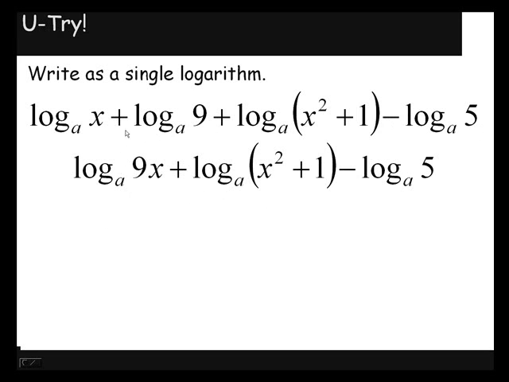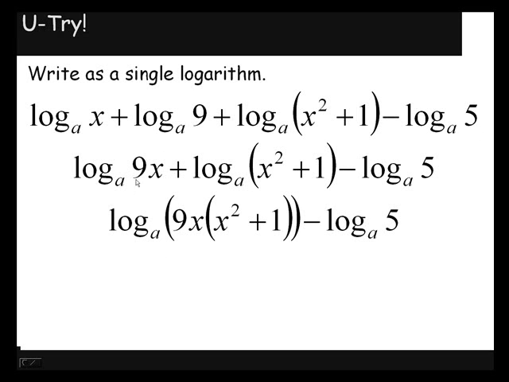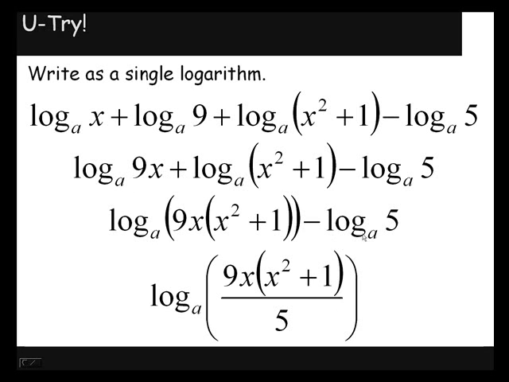we have taken log base a of x plus log base a of 9 and made that log base a of 9x. We have taken the 9x plus the x squared plus 1 and made that 1 log base a of 9x times x squared plus 1. We still have that subtraction, which means we're going to be dividing by 5. So we're multiplying all the positive ones together and dividing by the negative one. We could distribute the 9x and get 9x cubed plus 9x all over 5. We've got the log base a of that.